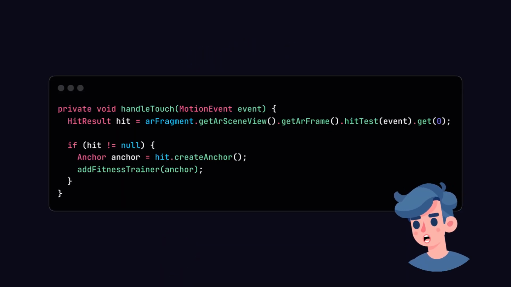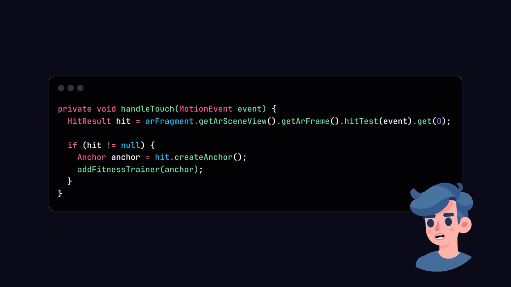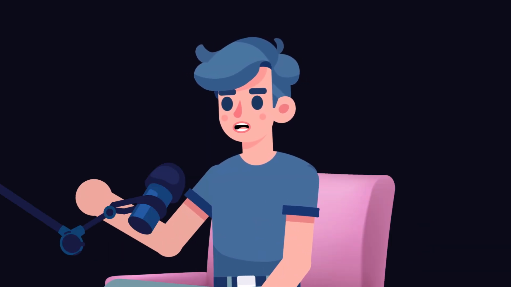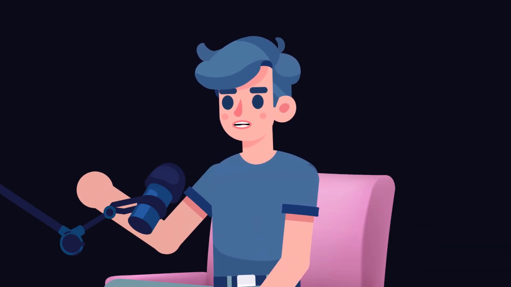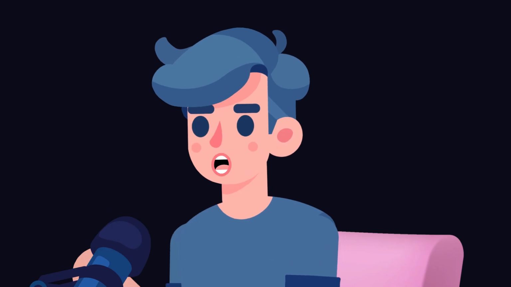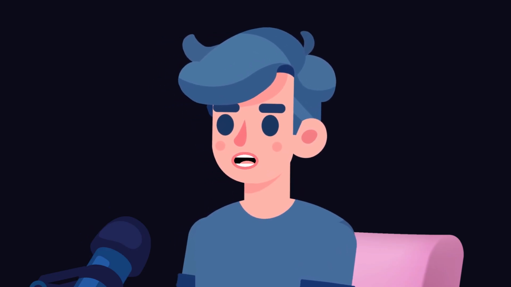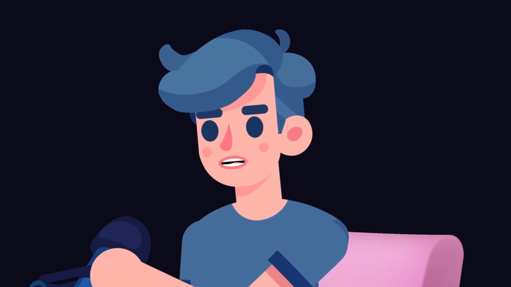Next, let's set up our anchor point in the real world where the trainer will appear. This is done by using the AR Core's hit test functionality. This function will identify where to place our fitness trainer based on user touch input. Once a hit is detected, an anchor is created, and the fitness trainer is displayed there.